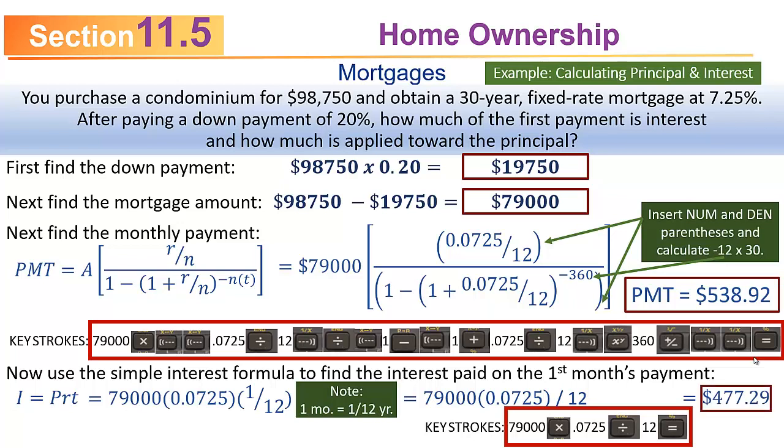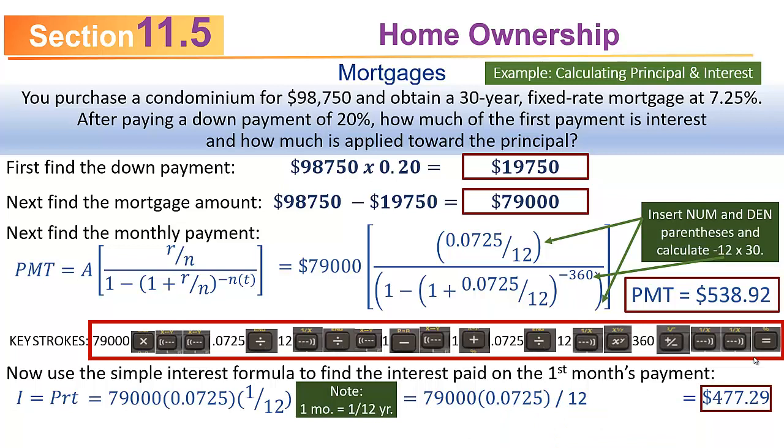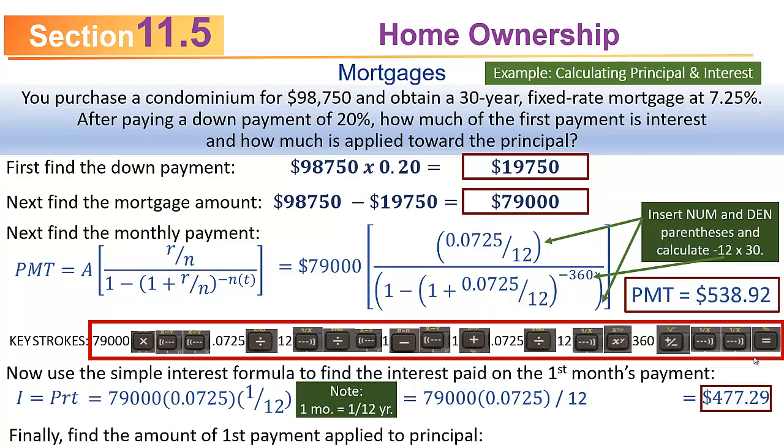You come up with the interest being $477.29. That's sort of shocking. Out of the first payment of $538.92, over $475 of it is just interest, which is the profit to the bank. You're hardly reducing your principal at all. It sort of shocks people to see that for the first time.